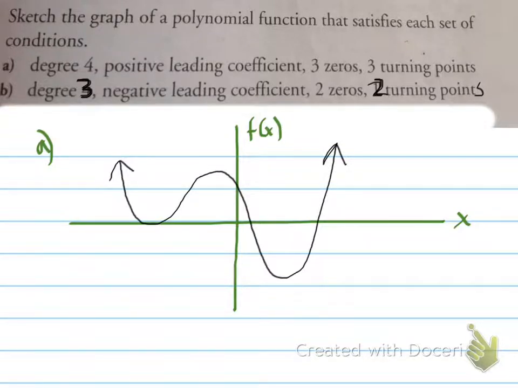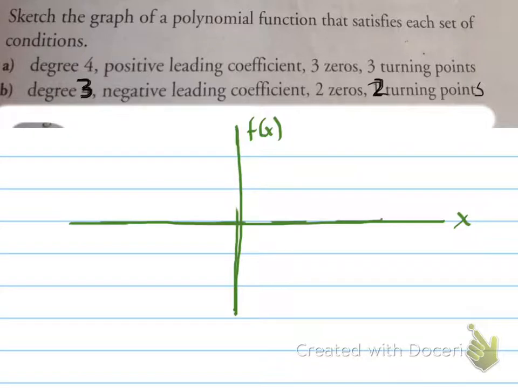We need to have 3 zeros. So it has to hit the x-axis 3 times. 1 over here, 1 over here, and 1 over here. Don't forget though, you can only have 3 turning points. So when we do it, 1, 2, 3 to go all the way up here. The next part, let's see if there's another example.